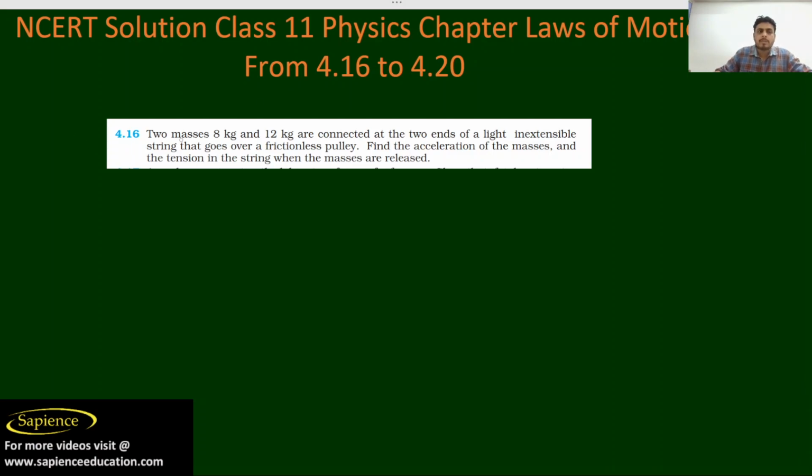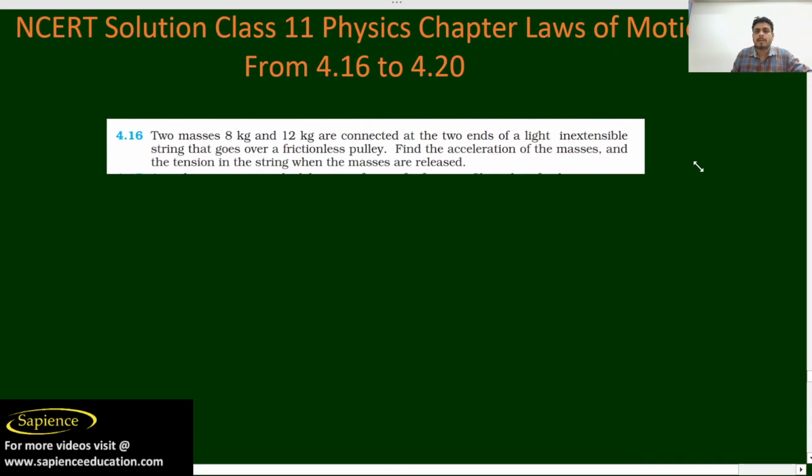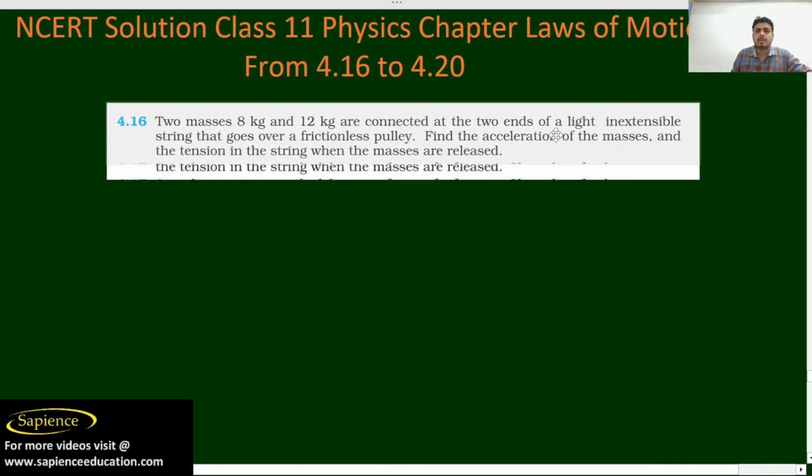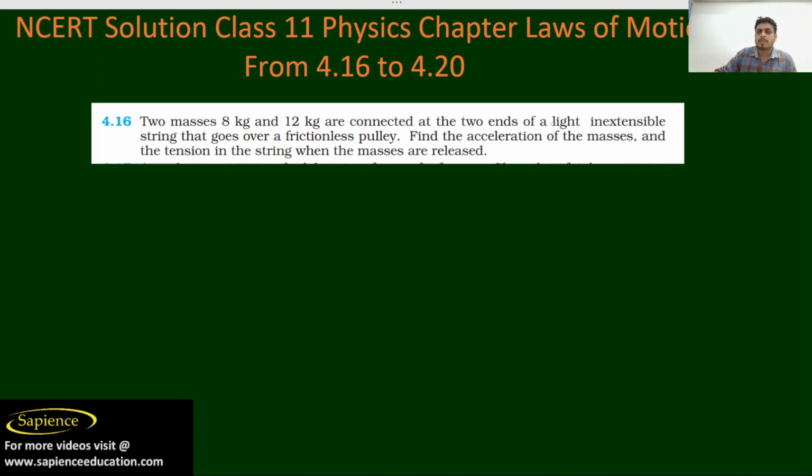Now 4.6, what are they telling? Try to understand what they are telling. Read the question. Two masses of 8 kg and 12 kg are connected at the two ends of a light inextensible string that goes over a frictionless pulley. Find the acceleration of the masses and the tension in the string when the masses are released.